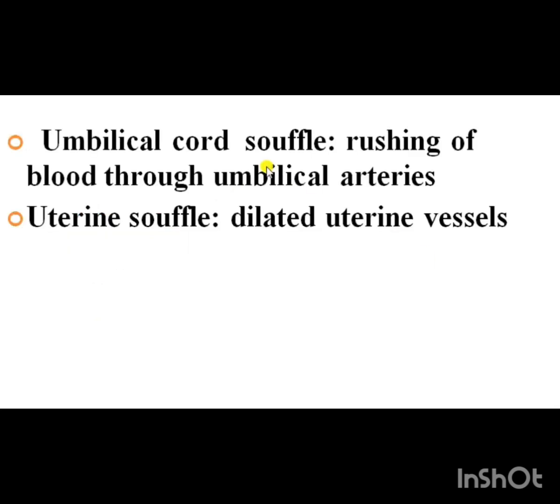Umbilical cord souffle or fetal souffle is a sound produced by the rushing of blood through the umbilical arteries, which is synchronous with the fetal heart sound. Uterine souffle is a sound produced by the rushing of the blood through dilated uterine vessels, which is synchronous with maternal pulse. So umbilical cord souffle or fetal souffle is synchronous with fetal pulse and uterine souffle is synchronous with maternal pulse.